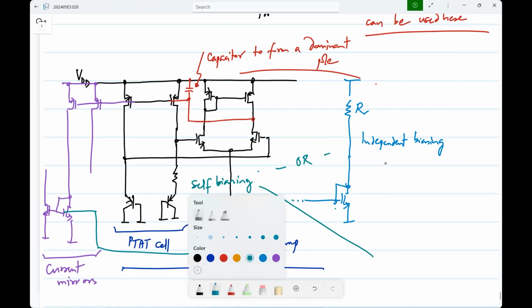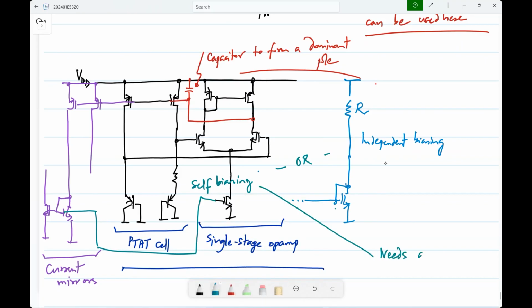But it needs a startup circuit. And that part is true whether you do this for MOS or bipolar or any variant of this. Any questions?